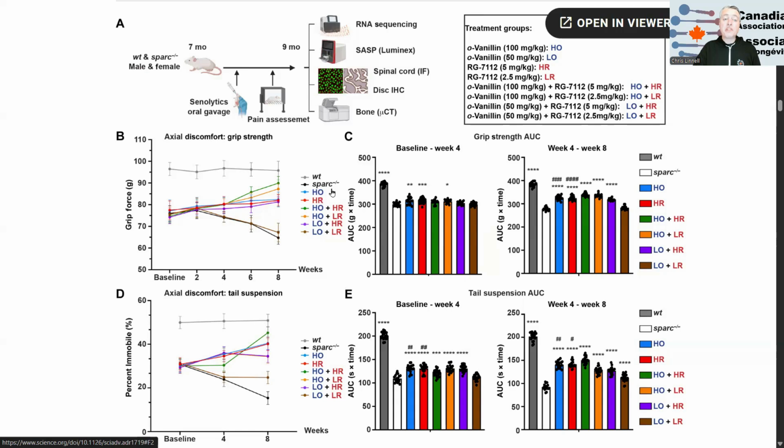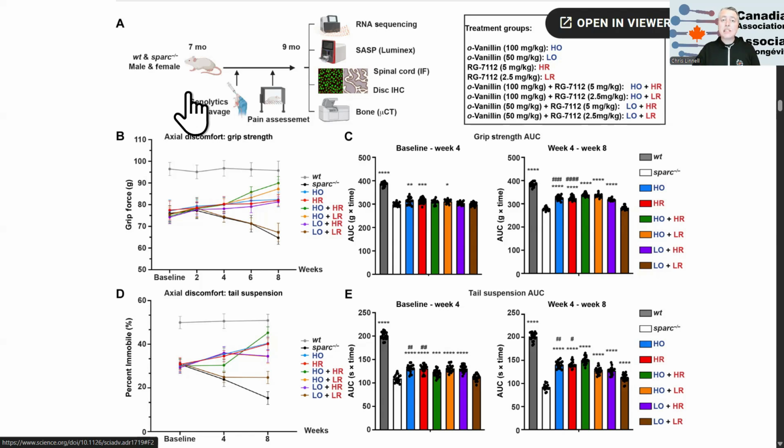So starting off with the study design in the top left here, at 7 months of age, when the SPARC mice were already having disc degeneration, they were given Senolytics weekly for 8 weeks, during which time they were assessed for pain and then sacrificed for analysis. Both male and female mice were used, and all the results are the combined results, as the authors found no difference between the males and females.